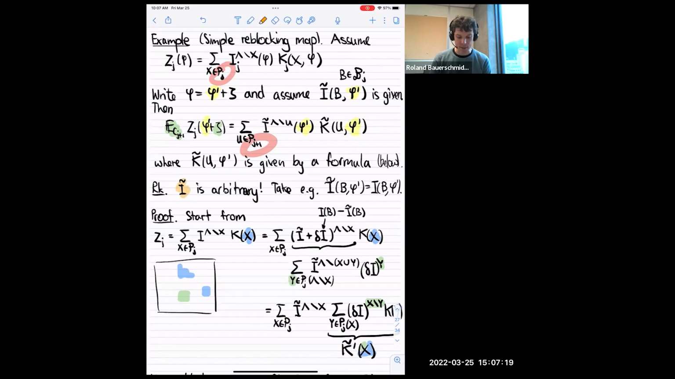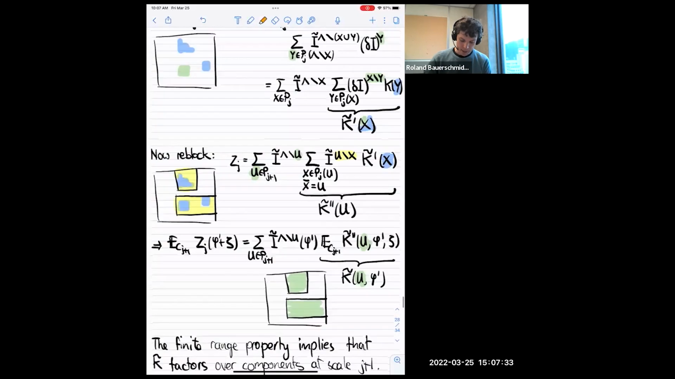Remember, I tilde is e to the minus v tilde, if you like. It was allowed to be arbitrary, and so clearly this cannot be a good choice. And what we're going to see next is how to make a good choice.